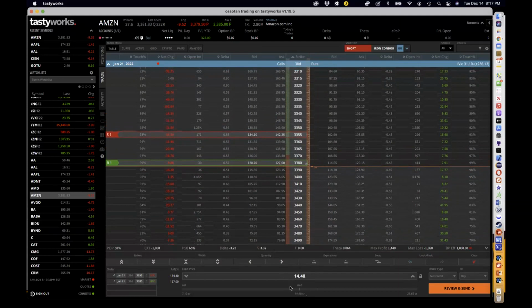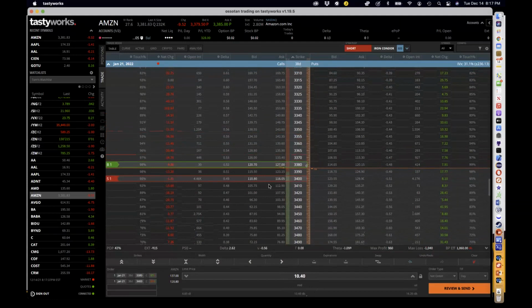See that here? But if you reverse them, now it's a debit. You're buying more, buying high and selling low. The difference is that you're paying out of pocket.